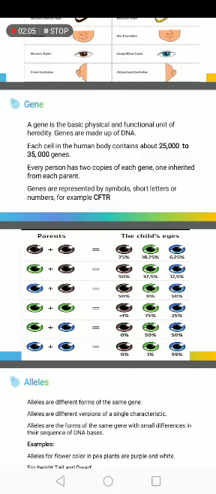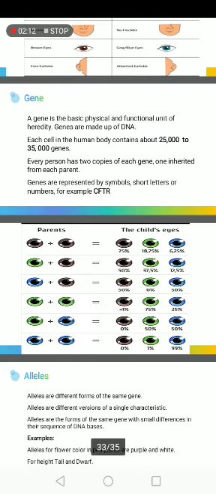Genes are represented by symbols, short letters or numbers. For example, CFTR. A gene on chromosome 7 that has been associated with cystic fibrosis is called the cystic fibrosis transmembrane conductance regulator, and this is represented by the symbol in capital letters, CFTR. Each person has 2 copies of each gene, one inherited from each parent.